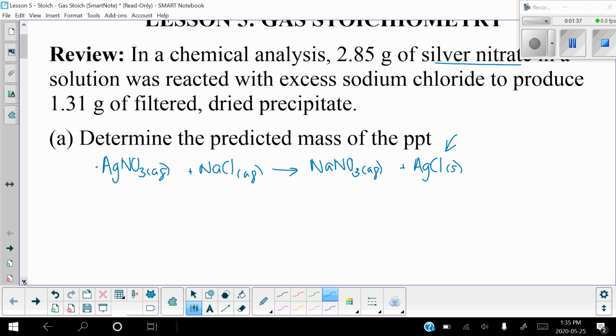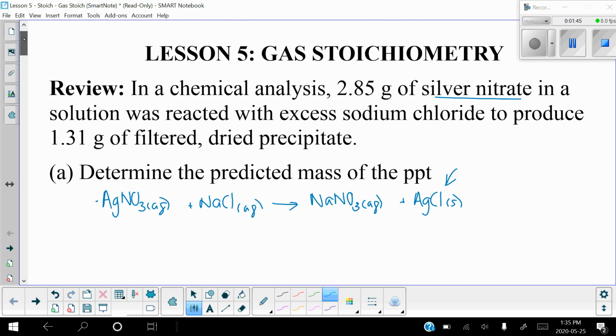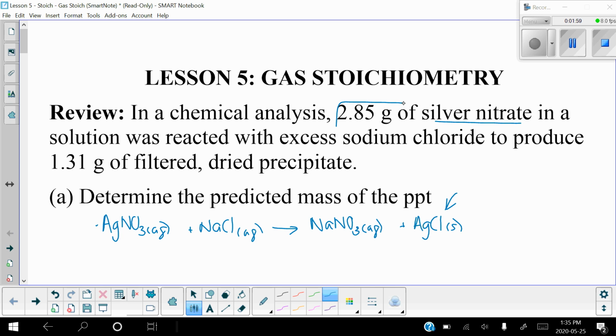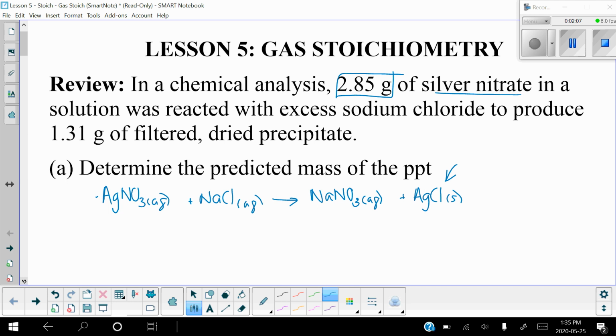Once you have your reaction, you then need to list what you know. For this problem, our ultimate goal is to determine percent yield. So we need to have an experimental yield and a calculated theoretical yield. Whenever you are looking for calculated yield, you're going to be calculating that amount out. So we have two values here. We have 2.85 grams of silver nitrate that was reacted in solution of sodium chloride. So I'm going to go ahead and list this here.